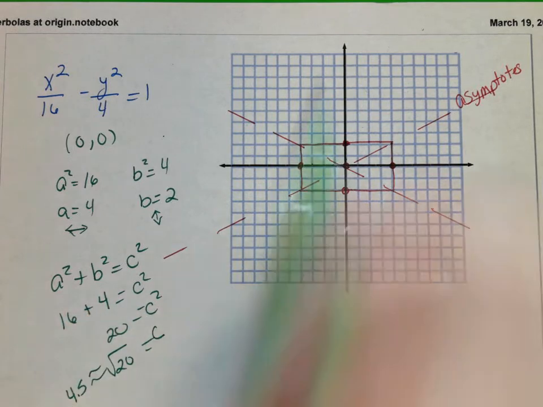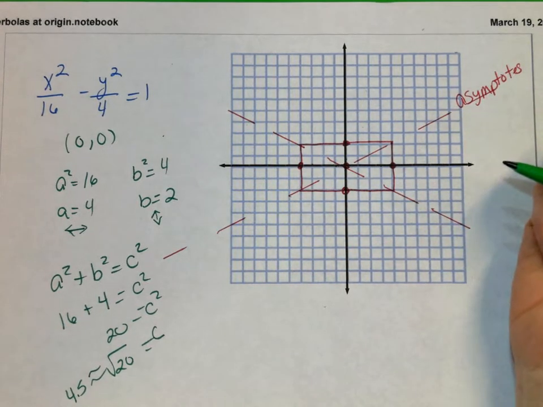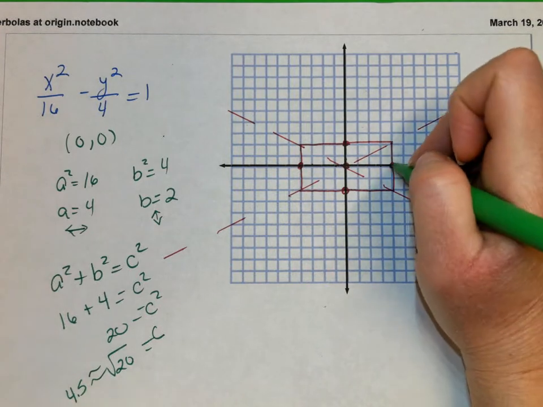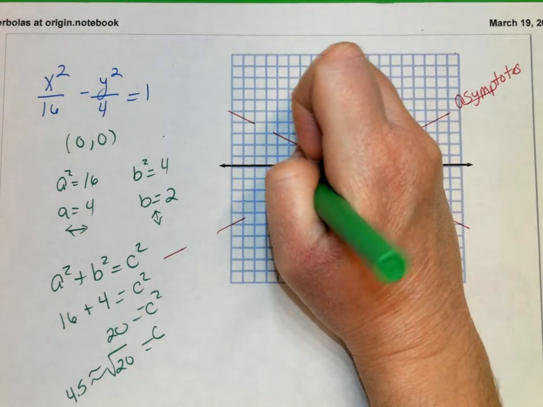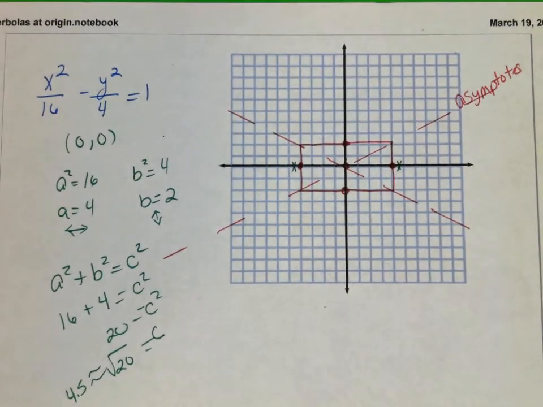It's pretty close. Okay, and remember, A and C always go the same direction. A went side to side. A was 4, so we're going to do an X right there at 4.5. We're going to do an X over here at 4.5. And now I'm ready to draw my parabola, or my hyperbola, sorry.